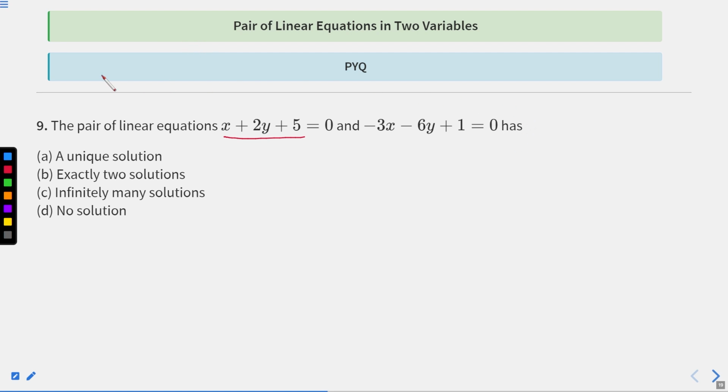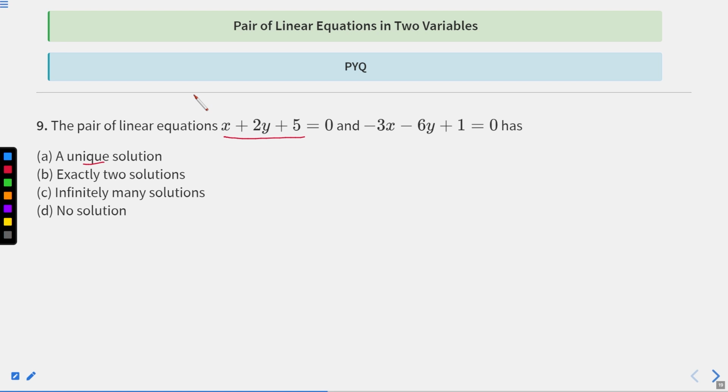Okay, here we have to find which type of solution we'll have for this pair of linear equations. Here we have four options. In option A we have a unique solution. In option B we have exactly 2 solutions. In option C we have infinitely many solutions. In option D we have no solution.